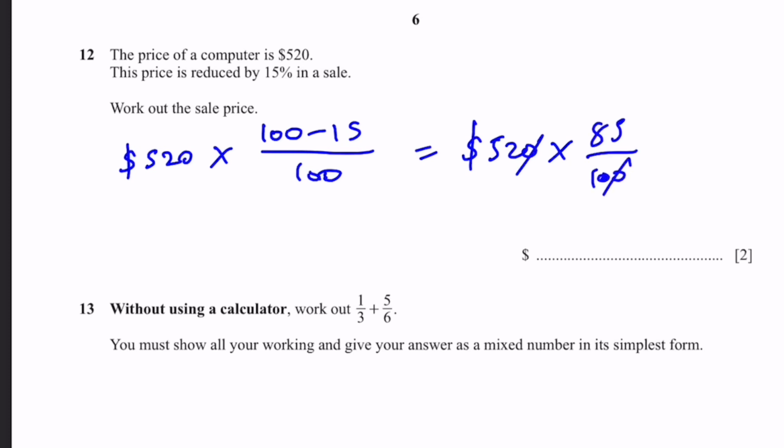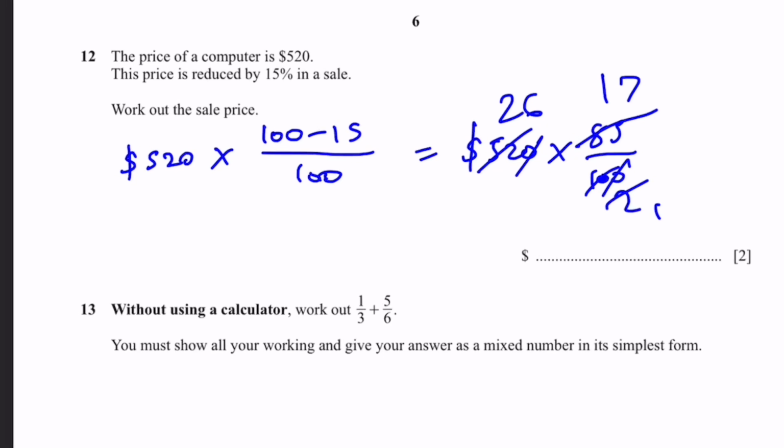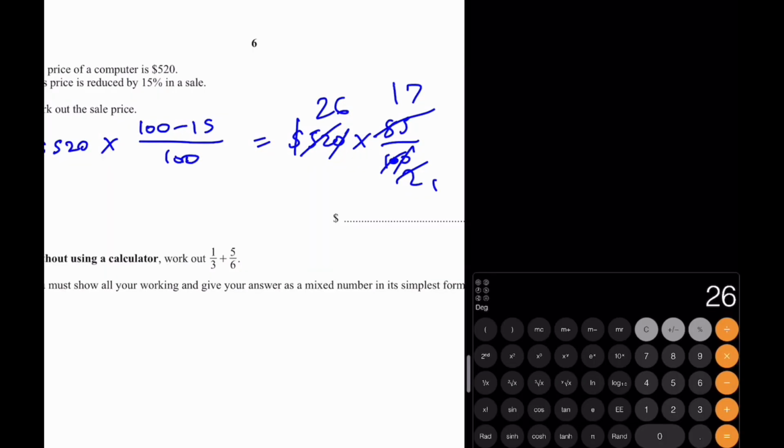We can cancel the zeros there. And we can cancel this to make this 17 and to make this 2 by dividing by 5. And we cancel this to make 26 and here 1. So 26 into 17. Let's get our calculator out. 26 into 17 is equal to $442. That's the answer.